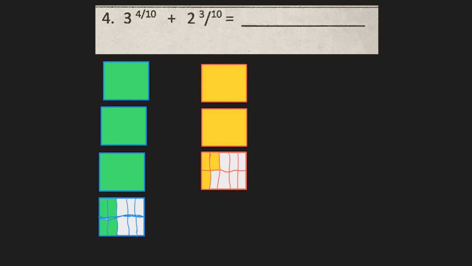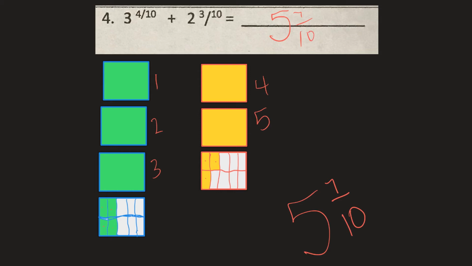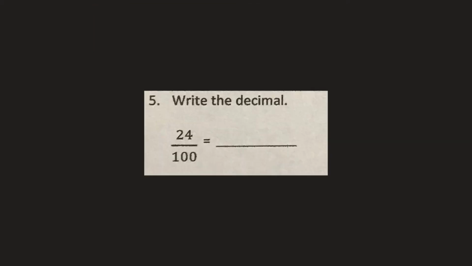So now we can add these. We know that this is 1, 2, 3, 4, 5 whole pieces, and then 1, 2, 3, 4, 5, 6, 7 pieces of the 10th, so 7/10. So the answer is 5 7/10. Okay, this says write the decimal. We read this 24/100ths, and we know that that is written as a decimal just like that, 0.24 or 24/100ths.